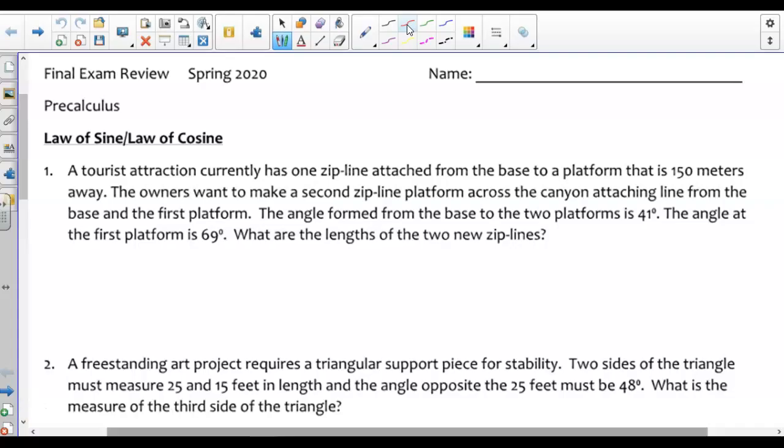A tourist attraction currently has one zip line from the base to a platform that's 150 meters away. The owner wants to make a second zip line platform across the canyon, attaching a line from one base and the first base. The angle formed from the base to the two platforms is 41 degrees. The angle at the first platform is 69 degrees. What is the length of the two new zip lines?